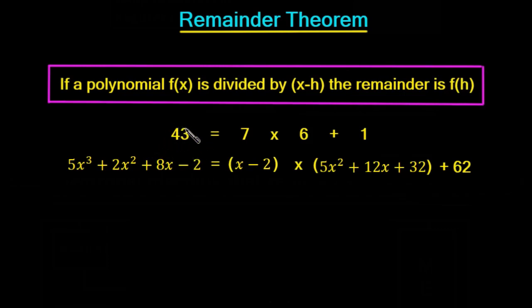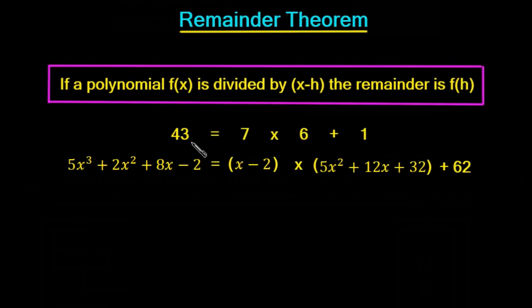We had some number, 43. We divided it by a value of 7 and we got 6 plus 1. Or equivalently we could say 43 is equal to 7 times 6 plus a remainder of 1. So we say that the divisor is 7, the quotient is 6 and the remainder is 1.